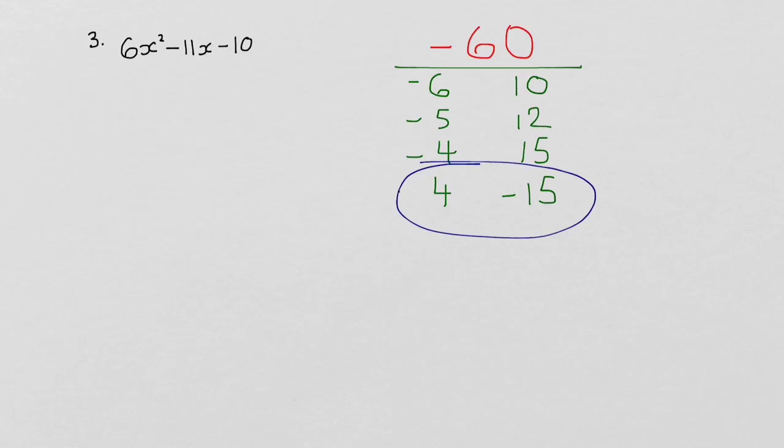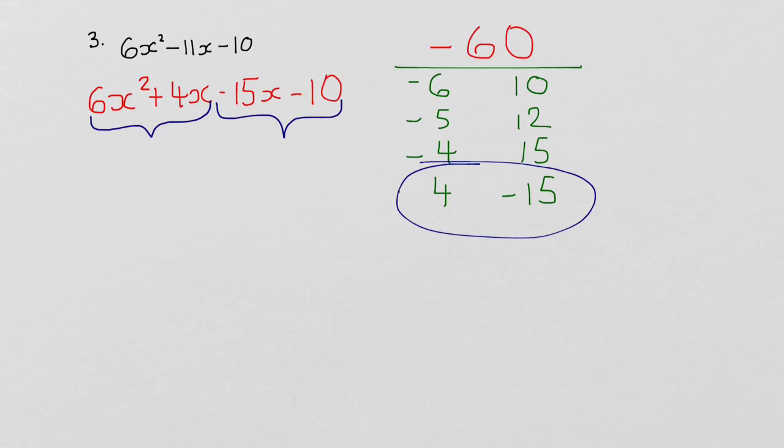So we can then rewrite our initial equation as 6x squared, and we're going to replace minus 11x with plus 4x minus 15x, and then we can put our minus 10 on the end. You then want to look at each half of this equation separately. So 6x squared plus 4x and minus 15x minus 10. Look for a common factor in the first two terms, then a common factor in the next two terms. And you should be able to continue from there.